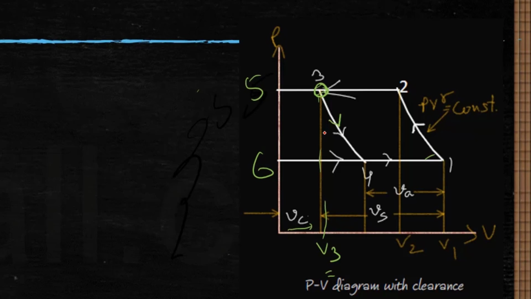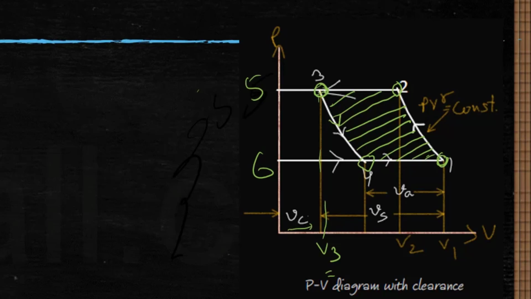Now from the diagram you can see process 1, 2 and 3, 4 are opposite processes. So 1, 2 is compression, and 3, 4 is opposite, meaning this is an expansion type process. So the whole process cycle is 1, 2, 3, 4 and 1. This is the work done during the whole cycle. Area under the curves is 1, 2, 3, 4, 1. From that we will get work required with clearance volume.